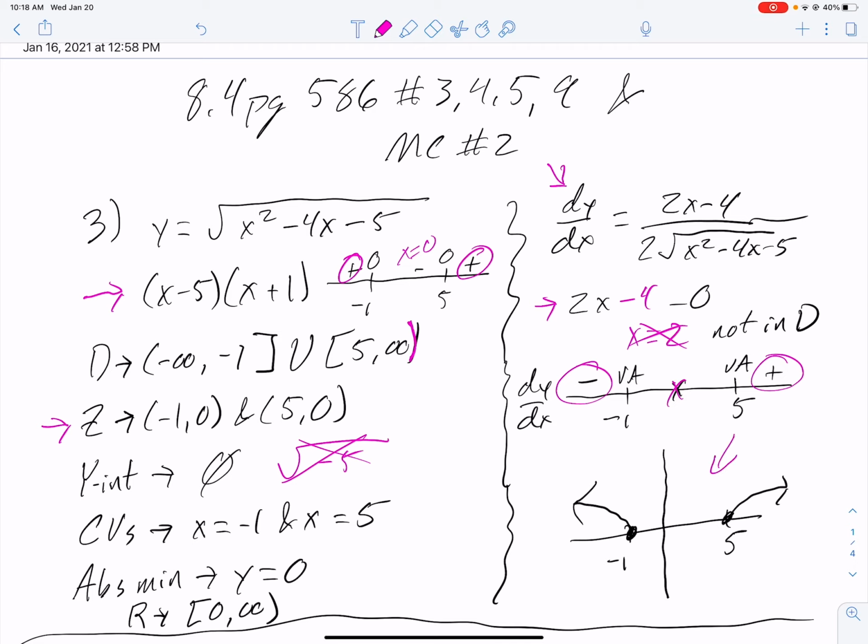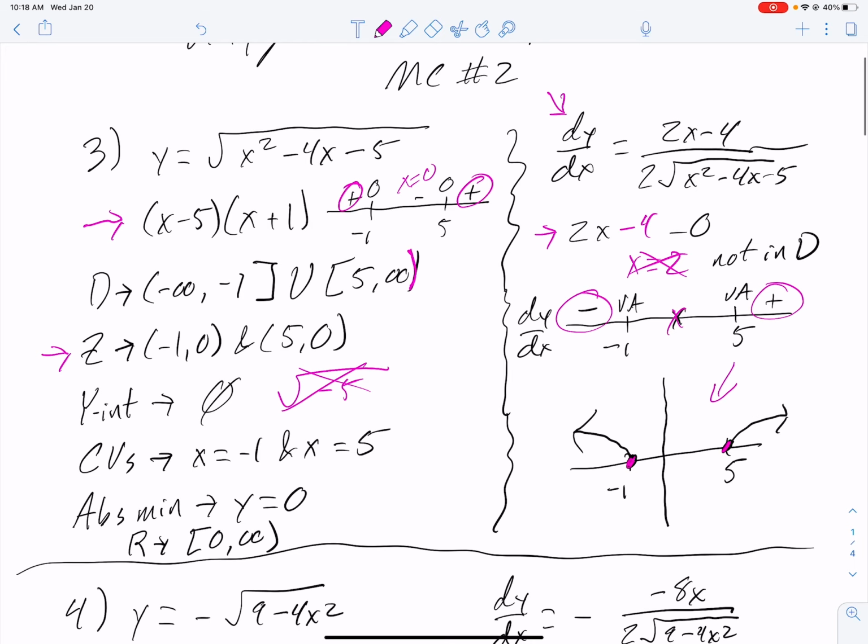Don't forget, it's a technicality and can be very frustrating, that our zeros are always going to be an absolute minimum or an absolute maximum. If it's a positive square root like the one we have, our 0 is going to be an absolute minimum. And then I'm able to give my range.